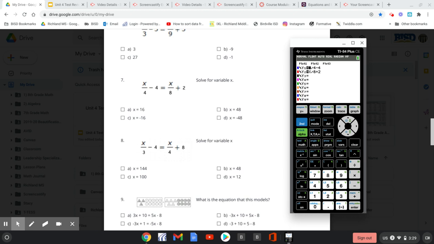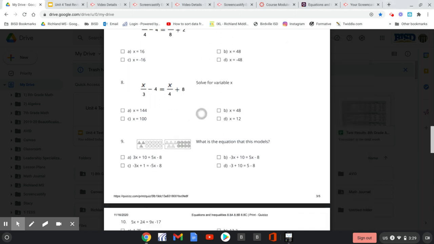y equals x divided by 3 minus 4, okay? x divided by 4 plus 8. I'm going to hit second trace 5. There's my lines. Enter, enter, enter. And this one worked because we'd already zoomed in, and so we know that x is 144. Your answer is A. We're on number 9.